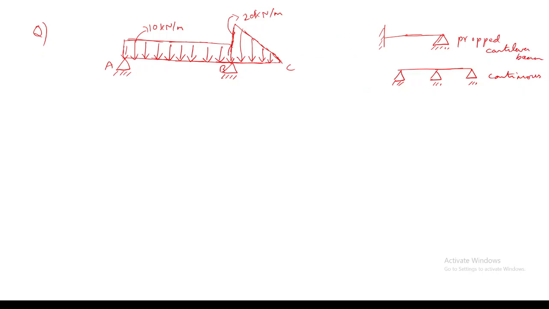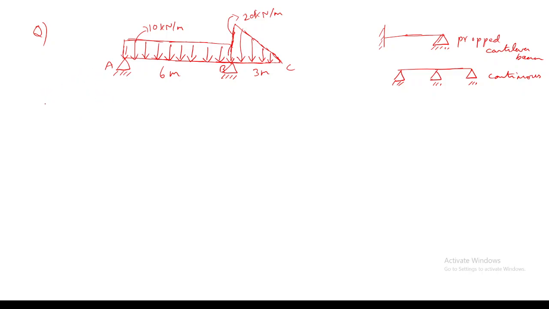Okay, so now based on this diagram, let's say this is 6 meter and this is 3 meter. Okay, now I have given all the data. So first what we have to calculate? Reactions. Yes, reactions. So how will we calculate the reactions? Summation of vertical forces equals 0 and summation of moments equals 0.